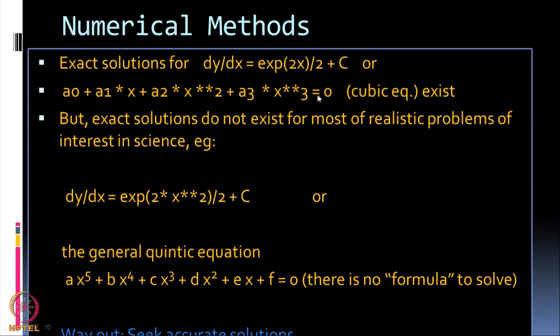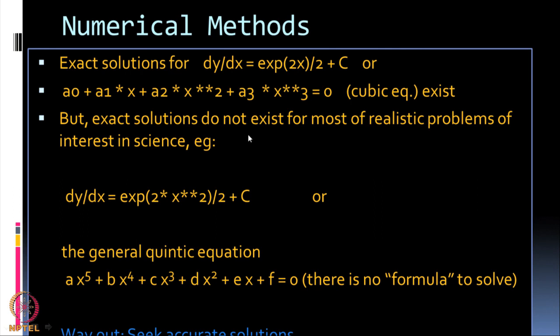A solution to this cubic equation exists, just as you have a quadratic equation, ax square plus bx plus c. For that quadratic equation, you know that the solutions are minus b plus or minus square root of b square minus 4ac, divided by 2a. So, just as there are solutions to a quadratic equation, there are exact solutions to a cubic equation. Whenever there are exact solutions, there is no problem, but fortunately or unfortunately, exact solutions do not exist for most of the realistic problems of interest in science.